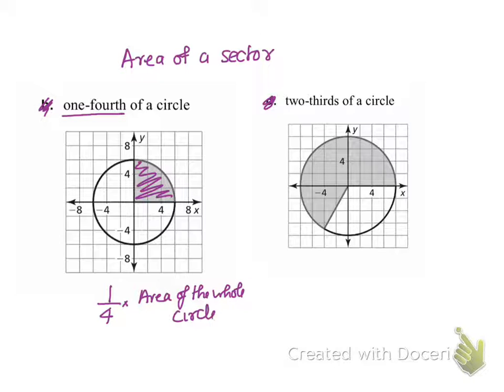And the same thing here, when you look at it, you see it's 2/3, so it's going to be 2/3 times the area. So that's the sector area. So we need to know how we get this 1/4, 2/3, and how to find the area of a circle. So let's move to our other part.